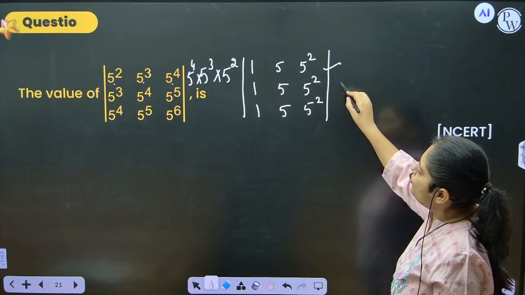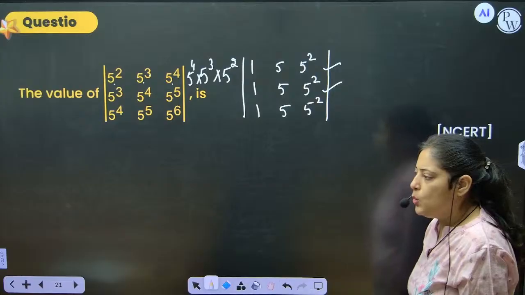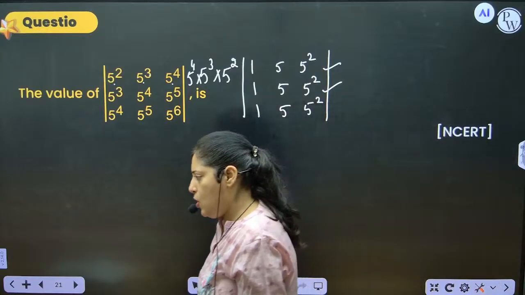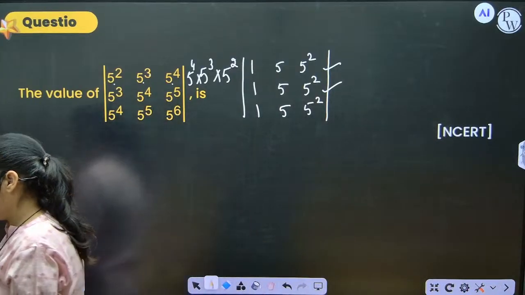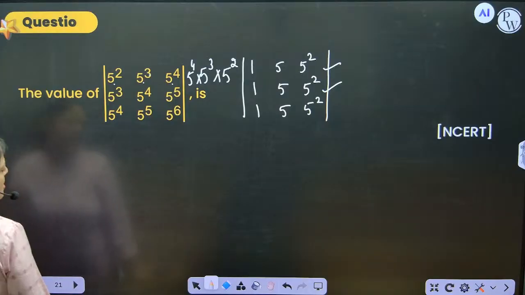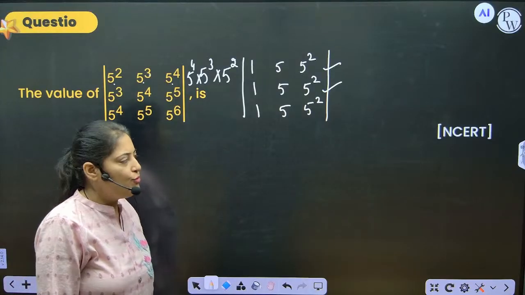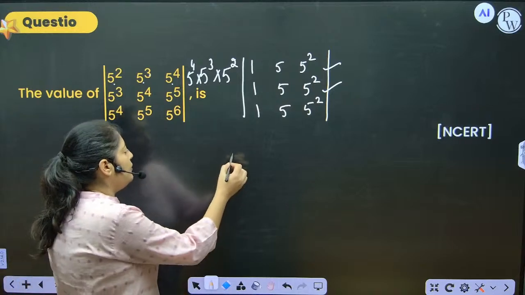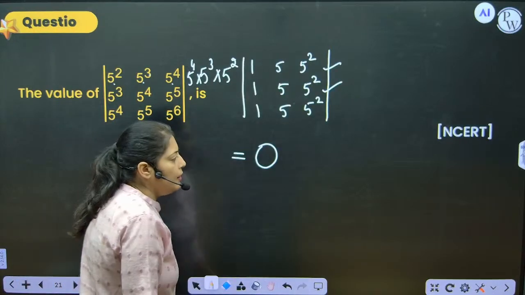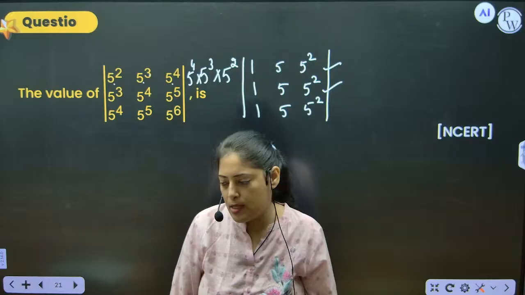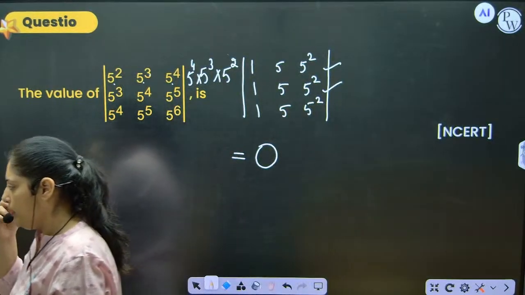When any two rows are same or identical, the word equal we should not use here, actually same or identical we should use. So what will be the answer? Determinant value will come out to be 0. Note it.